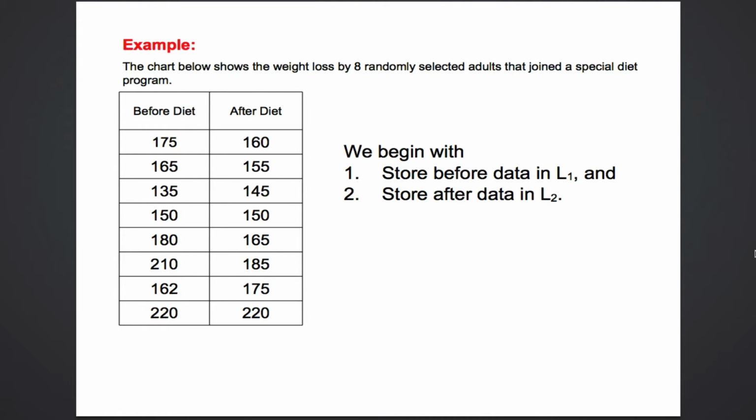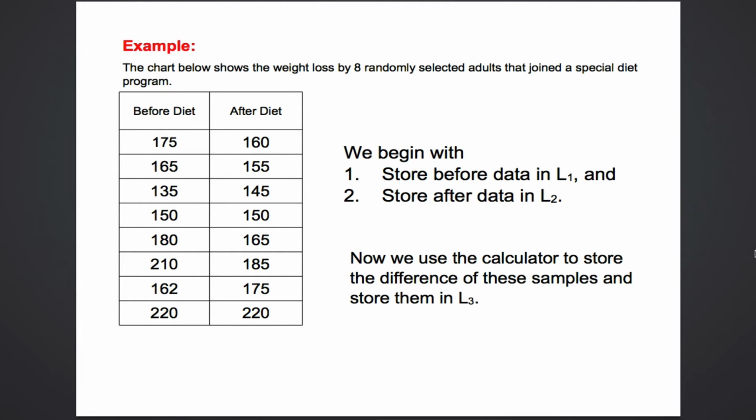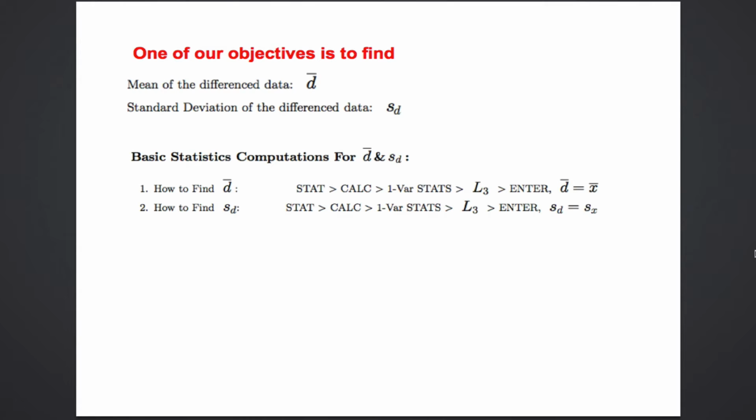So we begin first by storing before data in L1 and after data in L2. And then we're going to use the calculator to put the difference of these two samples in L3. Our objective is to find the mean of difference data, which is D bar, and also the standard deviation of the difference data, which is SD.